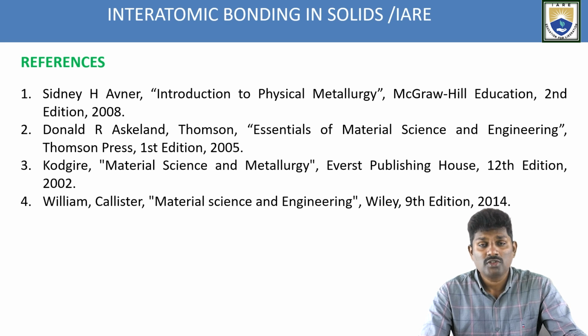The first one is Introduction to Physical Metallurgy by Sidney Hebner, and the second one is Essentials of Materials Science and Engineering by Donald. The third reference book you can see is Material Science and Engineering by Kodigiri, and the fourth one is Material Science and Engineering by William Callister. So these are the four reference books where you can get the information about the atomic structure, as well as how the nucleus and the structure of the atoms are arranged, and the importance of these things and their influence on the characteristics of the material, as well as the different types of bondings you have here and their subcategories. Everything you can learn from these different books.